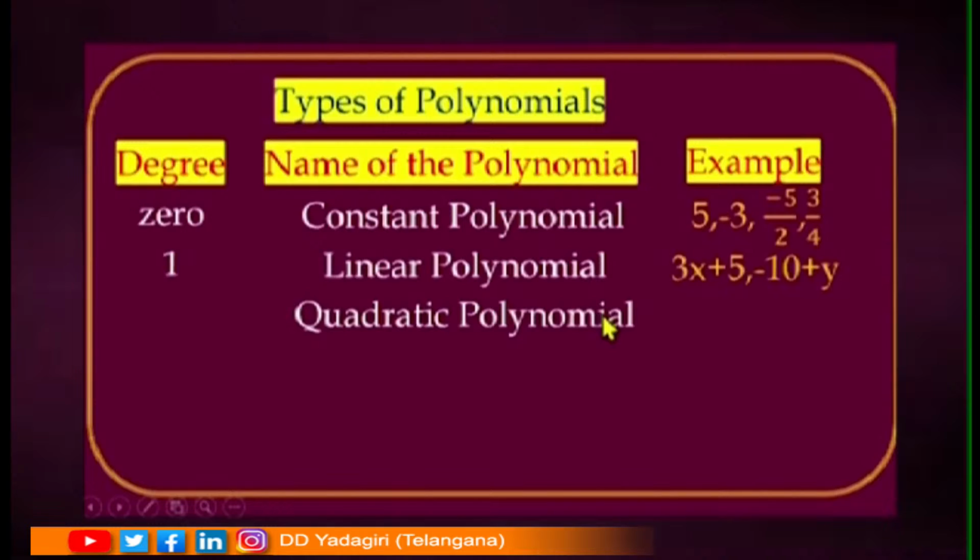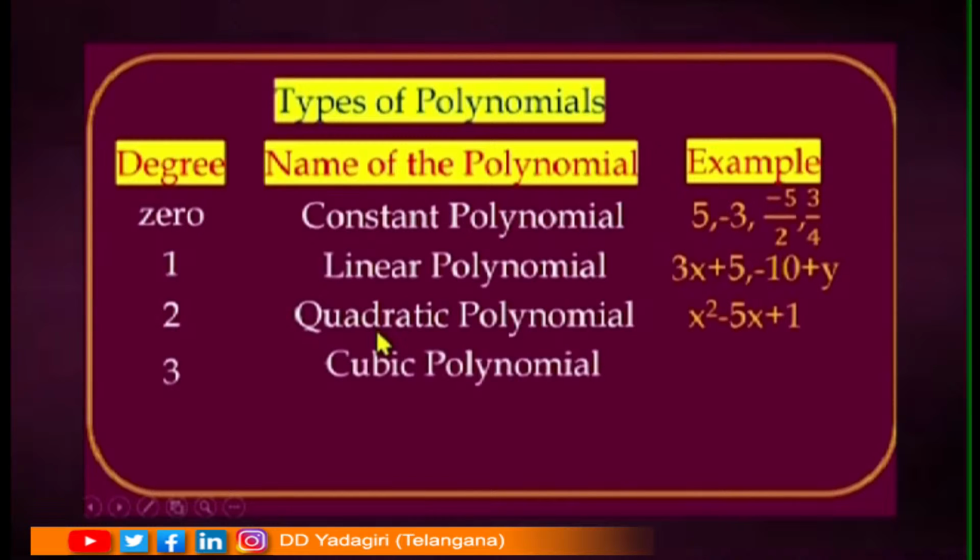Quadratic polynomial. The word quadratic means it has 2, so the degree is going to be 2. For example, take x square minus 5x plus 1. The degree of the x square term is 2 here, the degree of the x term is 1 and the degree of the constant term is 0. So the maximum of these is 2. So the degree of this quadratic polynomial is 2.